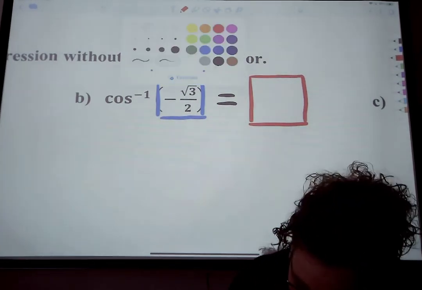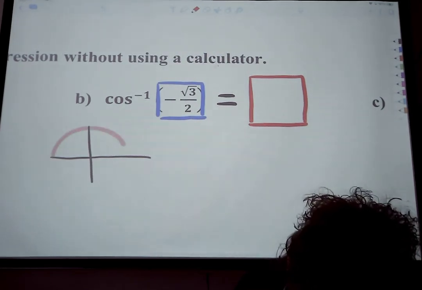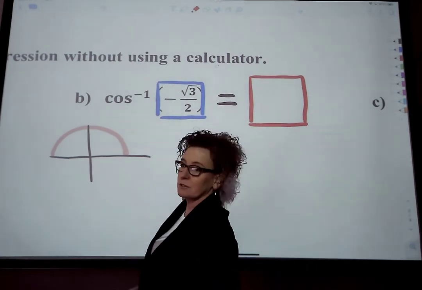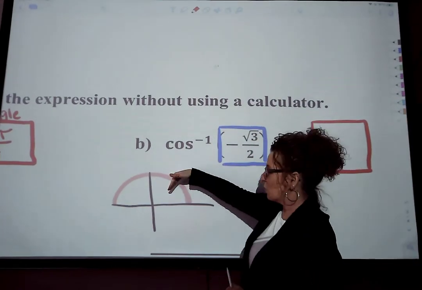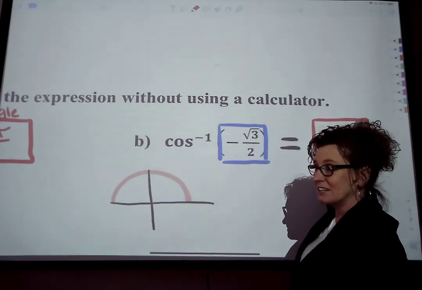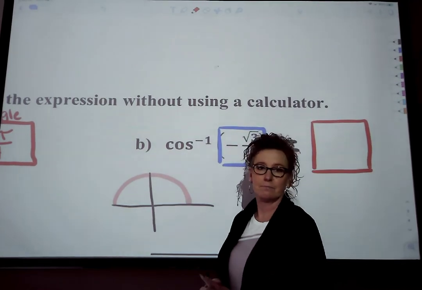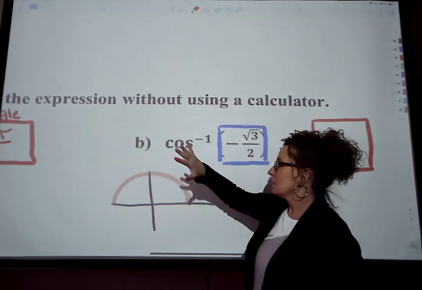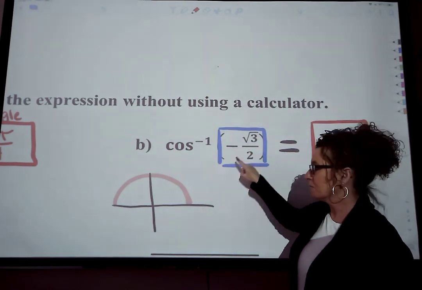We're doing a cosine inverse problem. Semicircle. Set it up. That's what the limitations are for cosine inverse. So, you're either going to give me an answer that's an angle from quadrant one, positive and acute, or you're going to give me an answer that's an angle from quadrant two, obtuse. My answer is going to either be an acute angle or an obtuse angle. Now, this type of problem, here are my limitations. This is a negative fraction.